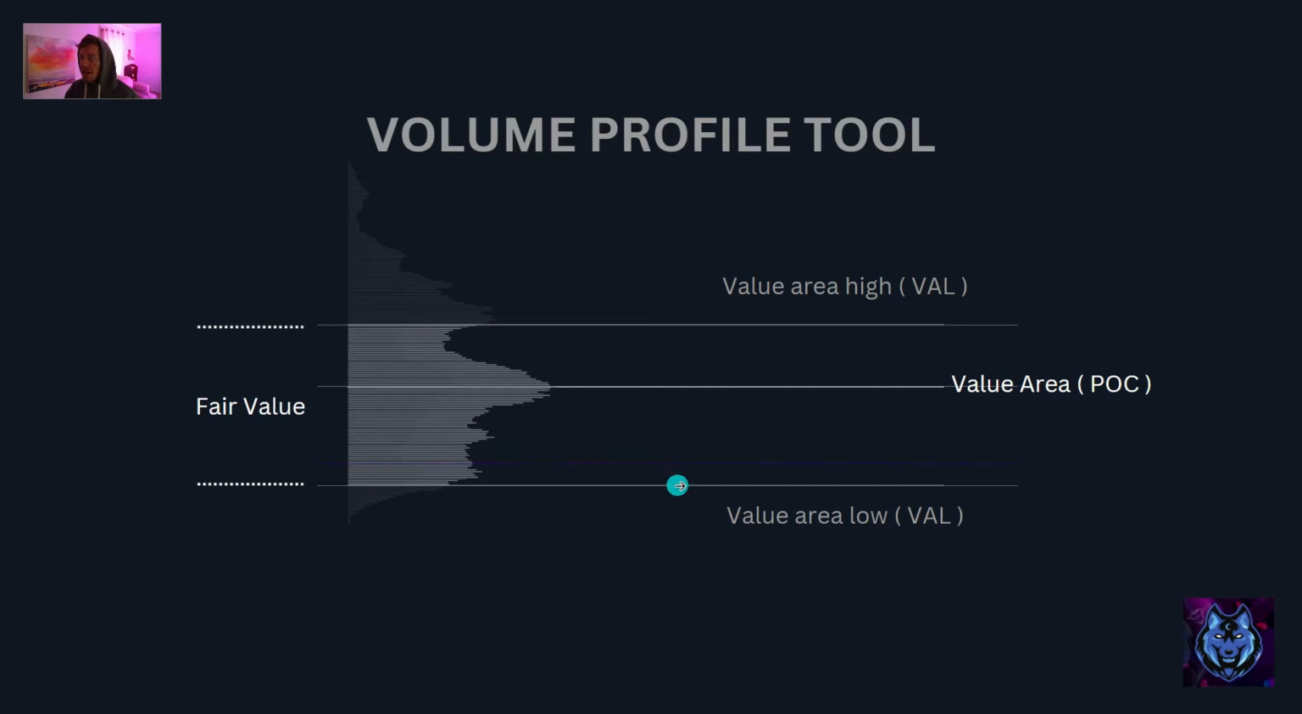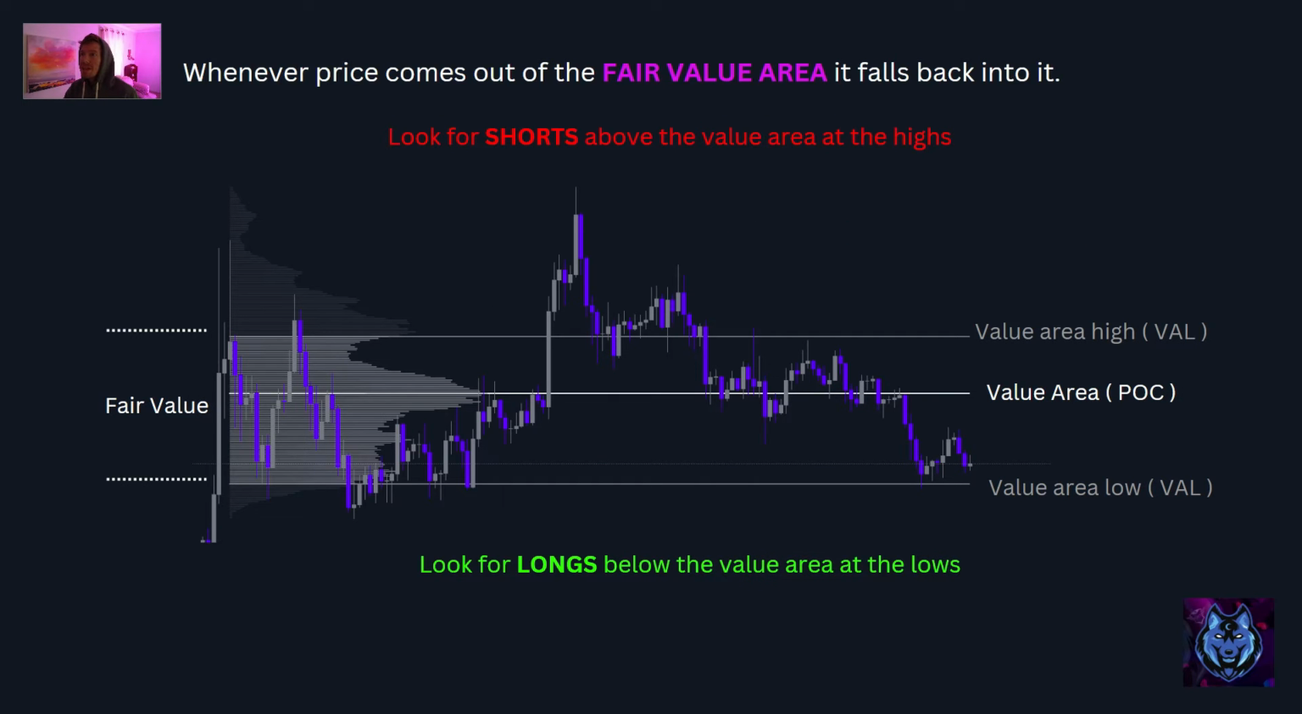As soon as it goes out of this fair value, it goes into the value area low over here. If it goes above, it goes into the value area high over here. Whenever price comes out of the fair value area, it falls back in. Every time it comes out, falls in, comes out, falls in. And what we want to do is look for shorts above the value area high, and look for longs below the value area low.